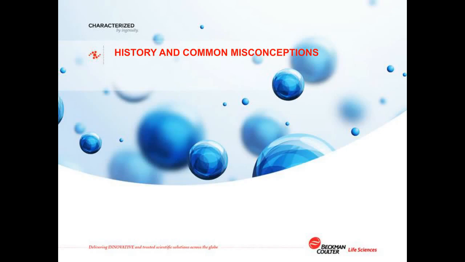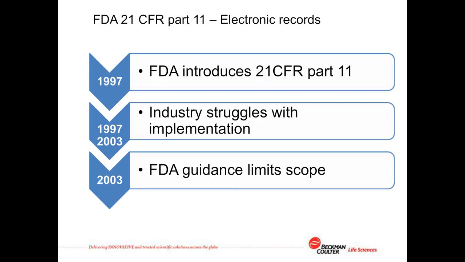So let's take a look at what guidance the FDA gives on this topic and dispel some common misconceptions. In 1997, in the face of pressure by the pharmaceutical industry to move away from paper-based records and to electronic record keeping, the FDA issued their original 21 CFR Part 11 guidance document on best practice for using electronic records.